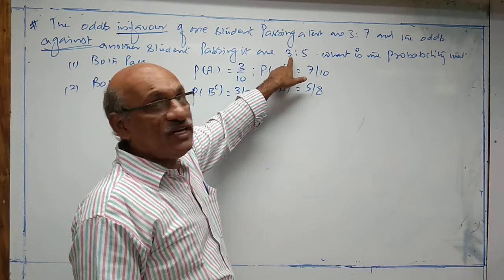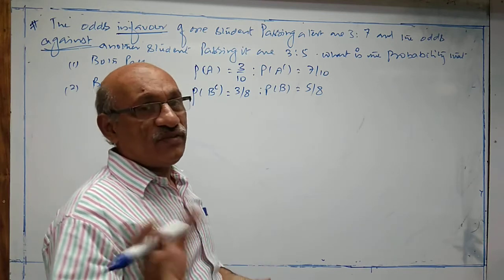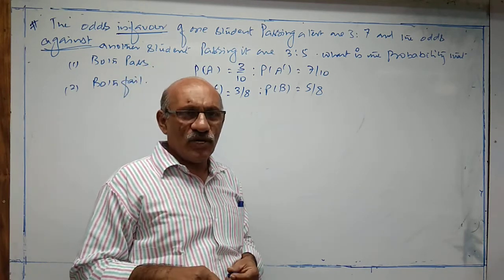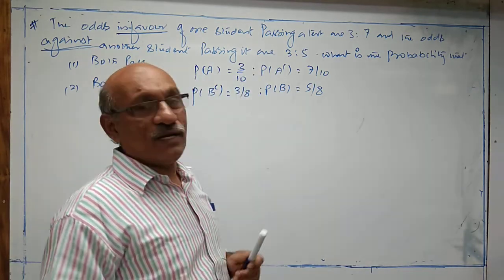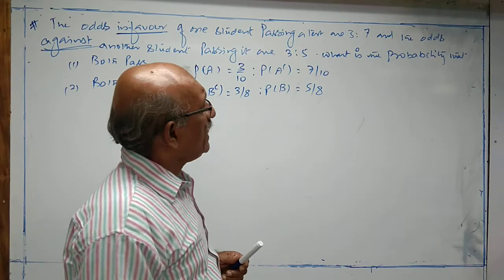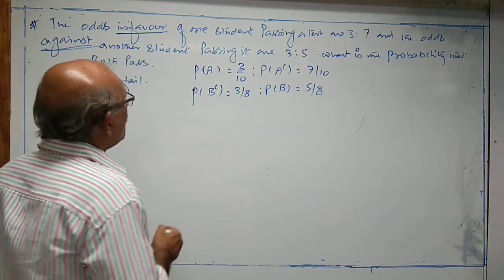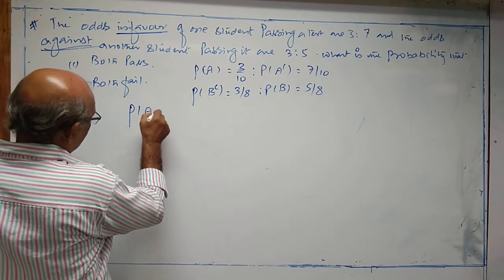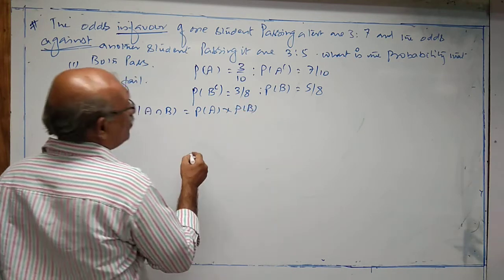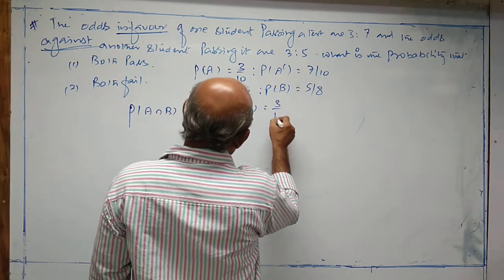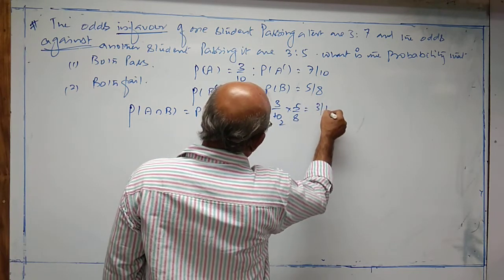The first number will always indicate what is given, odds against. So 3 cases are not supporting, 5 cases are supporting. Whereas for the first one, odds in favor, so 3 cases are supporting and 7 cases are not supporting. Now both will pass. These are independent events. You can write P of A into P of B, 3/10 into 5/8, 3/16 is the answer.